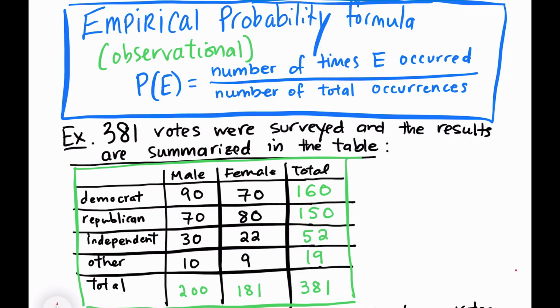So we're going to move on to the empirical probability formula. And this formula is more based on just observations. So it's not so theoretical. It's more just based on what you observed in your experiment or what you observed in the population. So in this case, the empirical probability of an event is just given by the number of times the event occurs over the total number of occurrences.